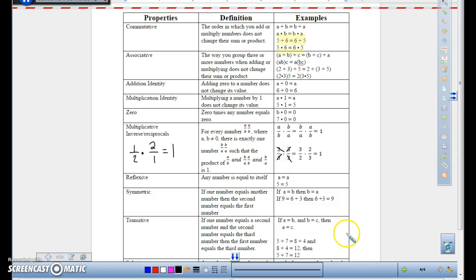The reflexive property says any number is equal to itself, which hopefully by now that you're in Algebra 2, you know that 5 is always going to equal 5, 2 is always going to equal 2. The symmetric property, it says if one number equals another number, then the second number equals the first number. So if A equals B, then B has to equal A, or if you want to see it in numbers, 9 is equal to 6 plus 3. That means 6 plus 3 has to be equal to 9. The transitive property. If A equals B and B equals C, then A and C must equal each other.